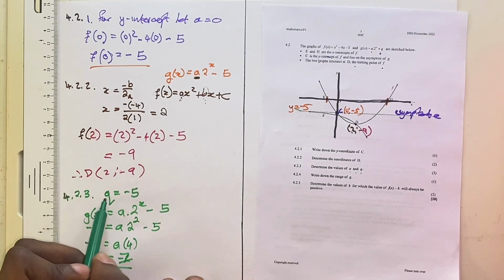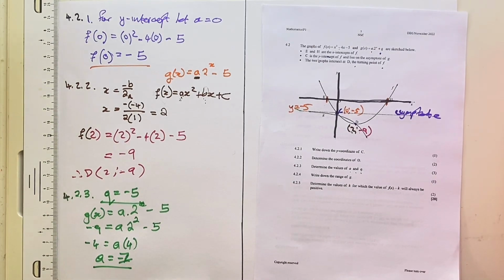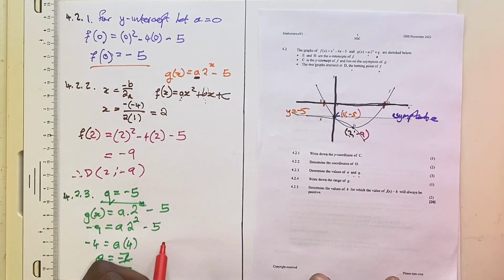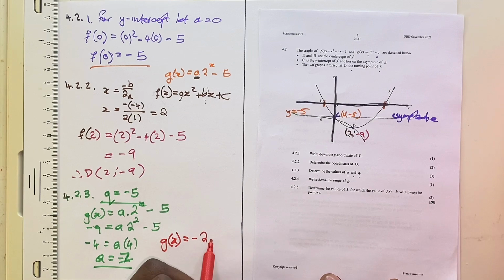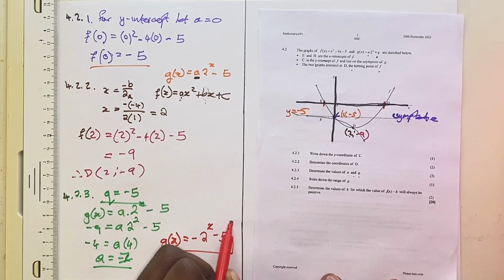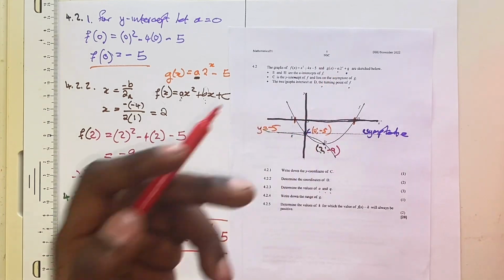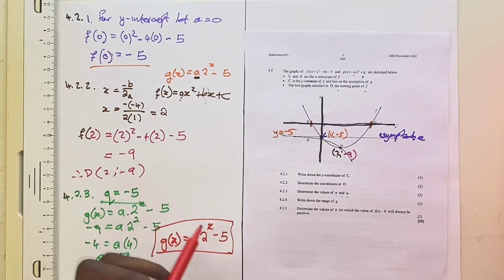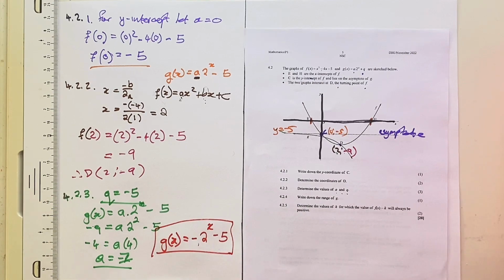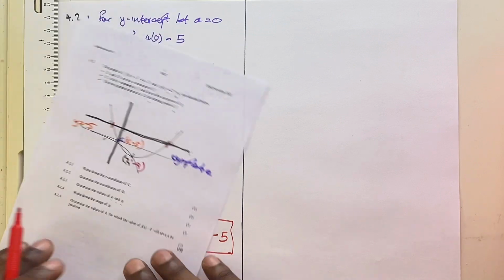So we have A and Q, meaning that our full function of G at x is given by A is minus 1, so we have negative 2 to the power x, minus 5. And that's the function of G at x. Now that we know A and we know Q, remember there's a 1 here. It's just like God. It's there, but we cannot see it.